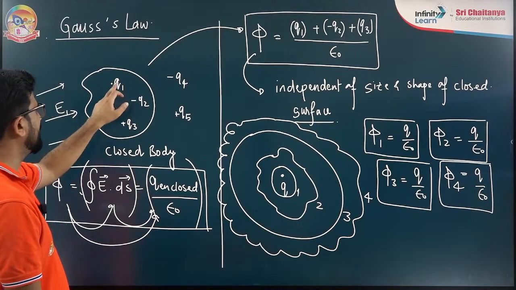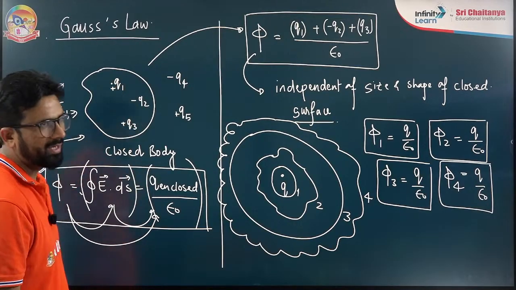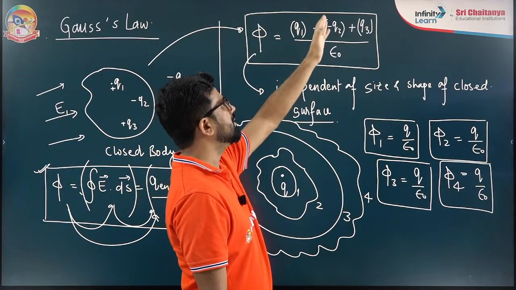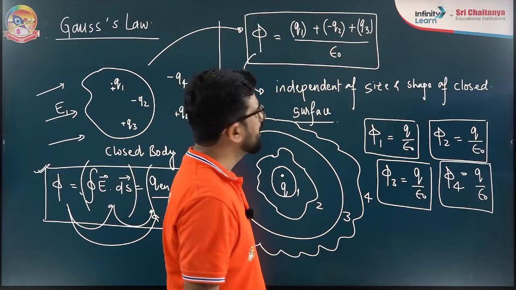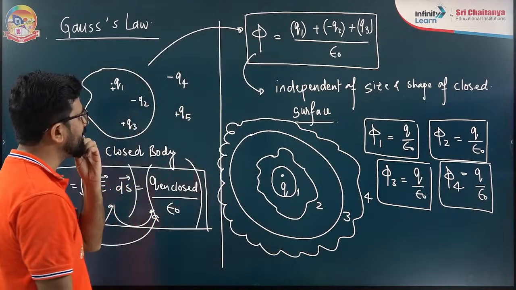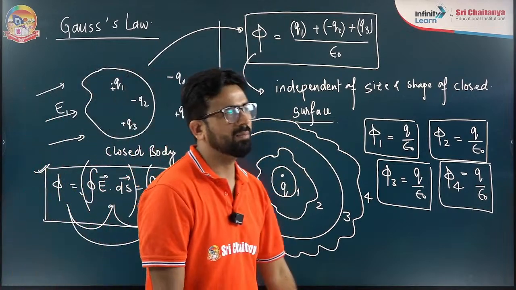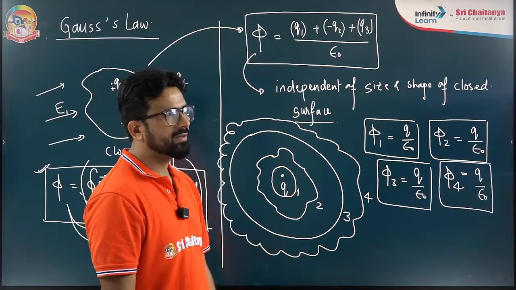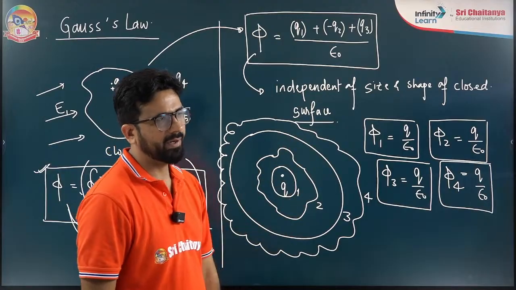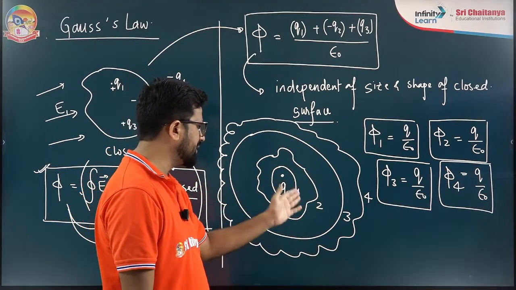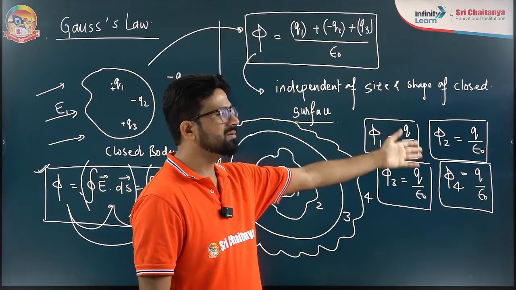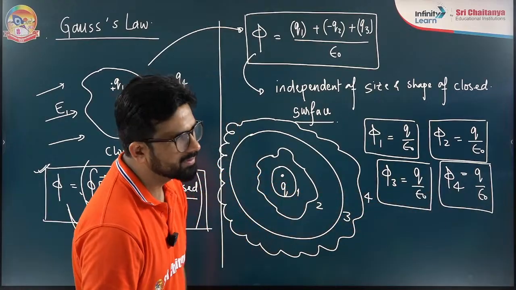We saw that Q1 is present, minus Q2 is present, Q3 is present. So the total flux is Q1 minus Q2 plus Q3, divided by epsilon naught. I told you this total flux is independent of the size and shape of the closed surface. It does not depend on how big it is or what the shape of the body is. With surface one, two, three, four, the total flux is the same in all surfaces because Q enclosed is the same.